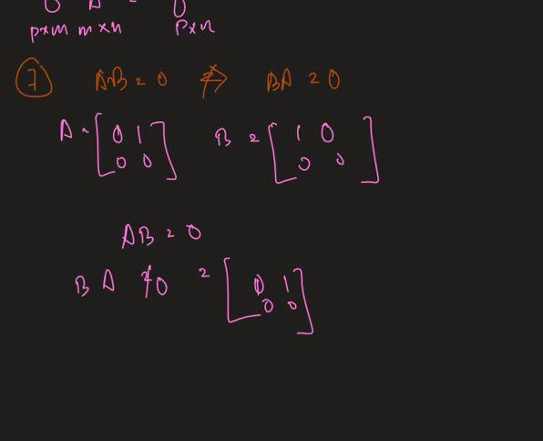So we have discussed the 7 properties of matrix multiplication, and that's all for today. Thank you very much.